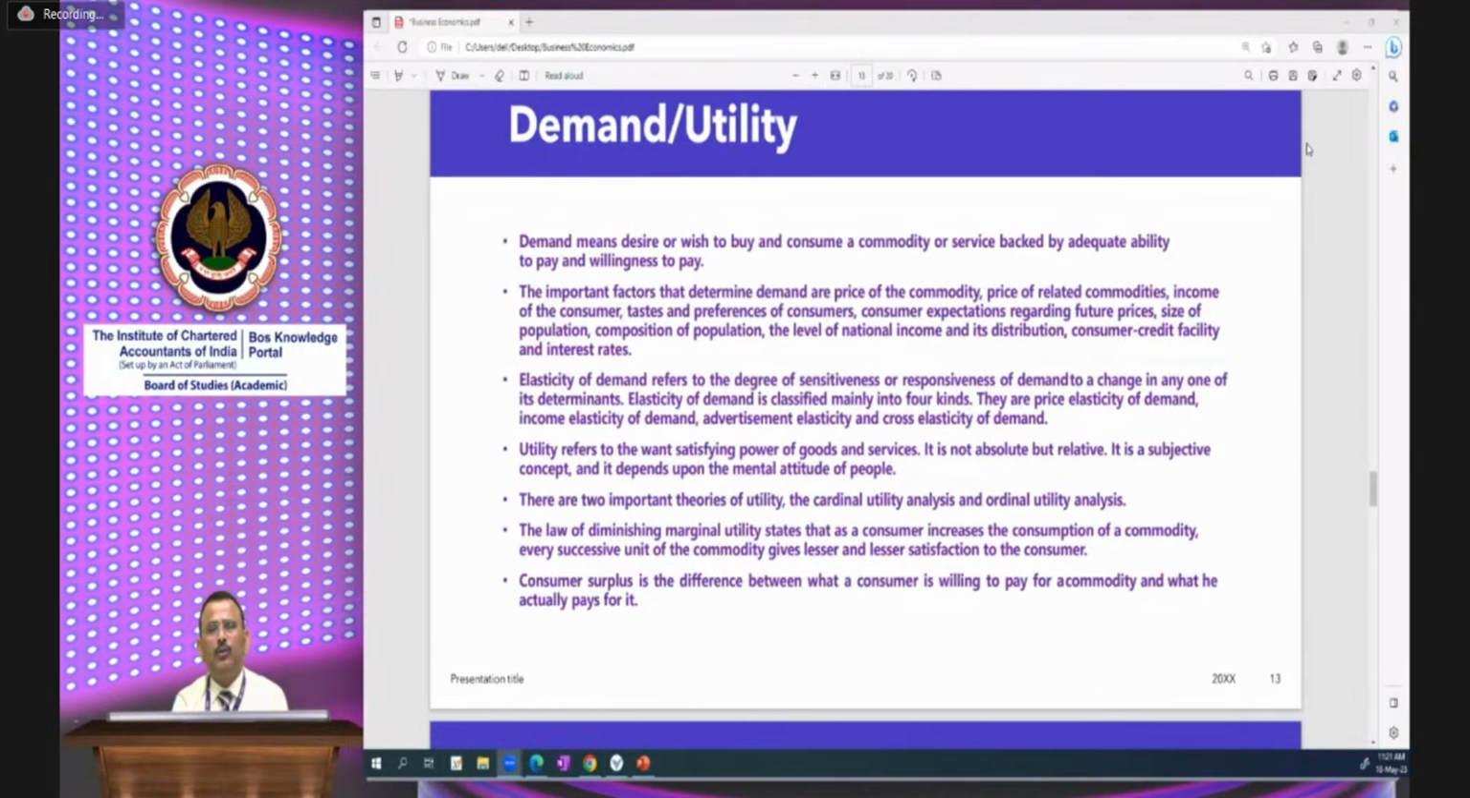Then there are two important theories, cardinal and ordinal. One thinks that utility can be measured in utils. Ordinal utility, that is the indifference curve analysis and all that you must have studied, basically puts thrust on the ranking of the preferences. So accordingly, the different indifference curves give different preferences to the consumer.